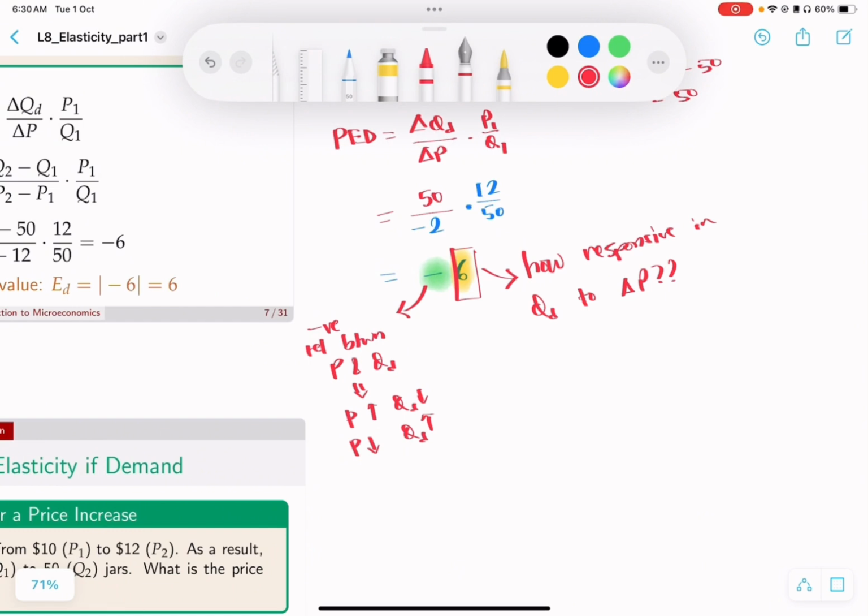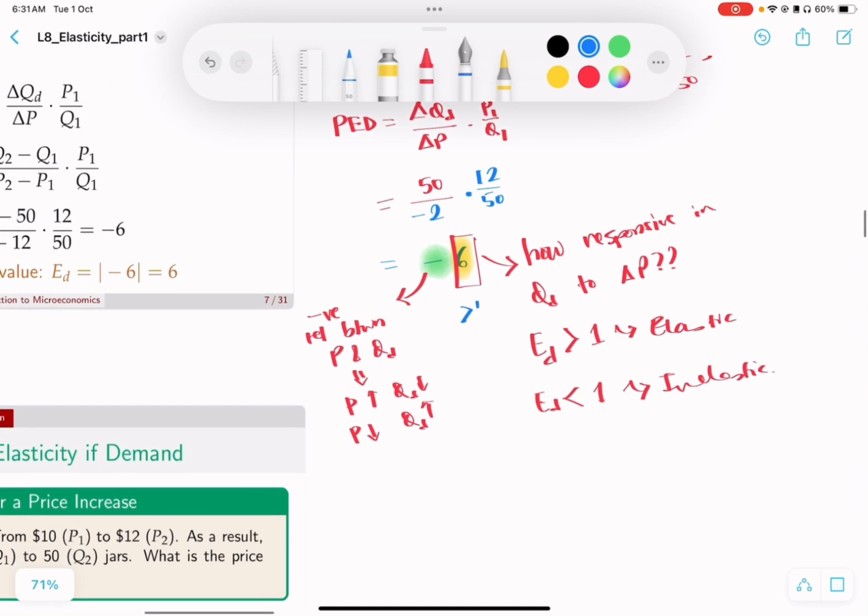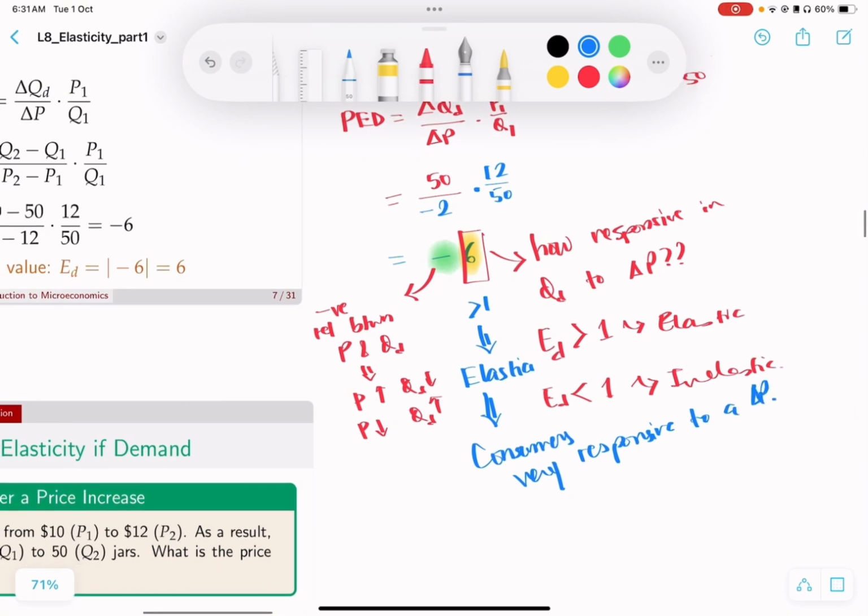Okay, so remember I told you that elasticity of demand, if it is more than 1, we say it is elastic, and if your elasticity of demand is less than 1, we say it is inelastic. Okay, so because 6 is definitely more than 1, right? So actually, we're going to say that demand is elastic in this case. What that means is that consumers are very responsive to a change in price. They react a lot. Okay.